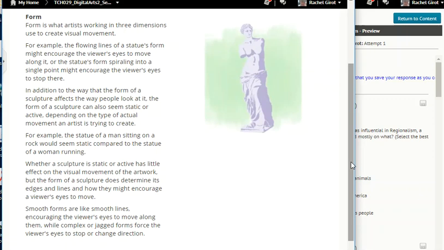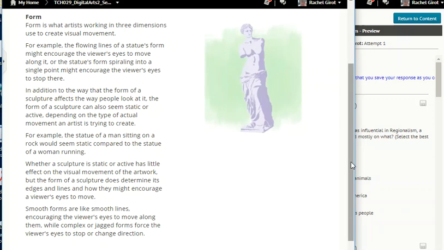In addition to the way that the form of a sculpture affects the way people look at it, the form of a sculpture can also seem static or active, depending on the type of actual movement an artist is trying to create. For example, the statue of a man sitting on a rock would seem static compared to the statue of a woman running.